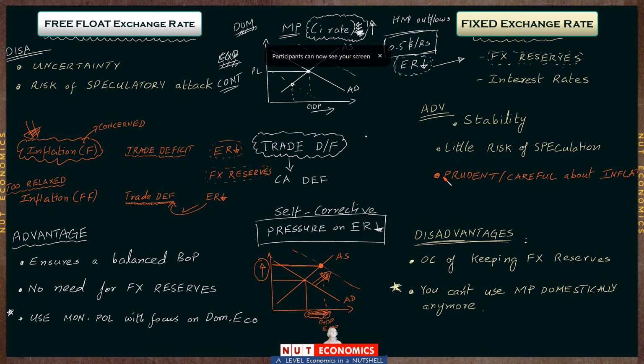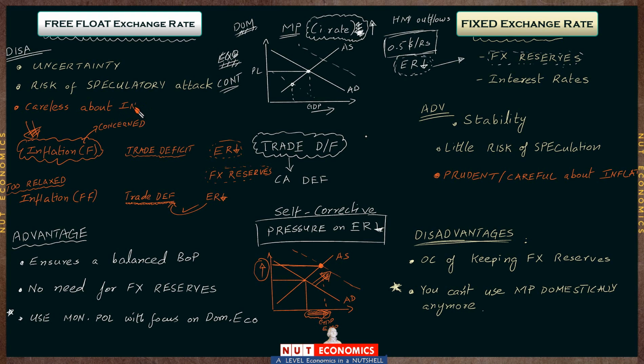So we say it's a good thing, it's an advantage that your governments, they will always care about inflation, and therefore they would always try not to be negligent. They would always try to be careful कि inflation होने ही नहीं देनी. Whereas if you have a free floating exchange rate, then you are careless about inflation. Why?